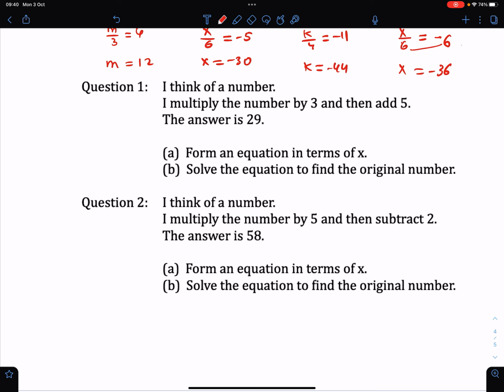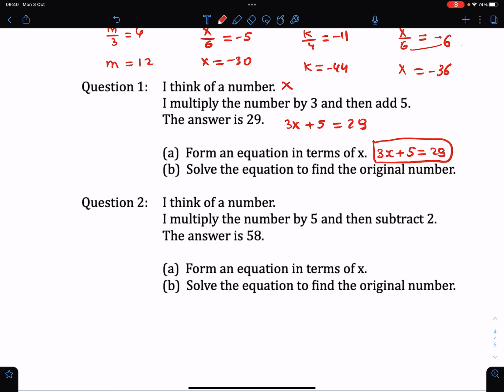So first it says, I think of a number, multiply the number by 3, then add 5. The answer is 29. So basically, the number we don't know, let's take it x. Multiply x by 3, then add 5, equals 29. We just made a simple linear equation: 3x plus 5 equals 29. Happy with this? Good job.